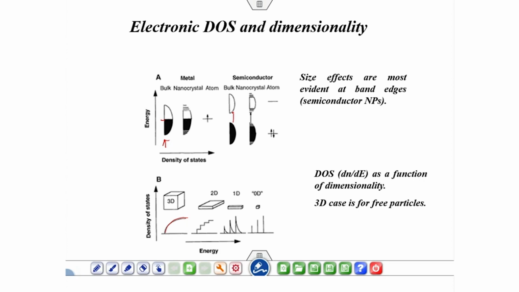So, therefore, density of states, which is nothing but dN by dE, if you plot as a function of dimensionality like 3D, 2D, 1D or 0D, you will see discretizations happening from 2D to 0D. Very severe discretization happens in 0D. Electrons can occupy only very specific energy levels given by this delta function.